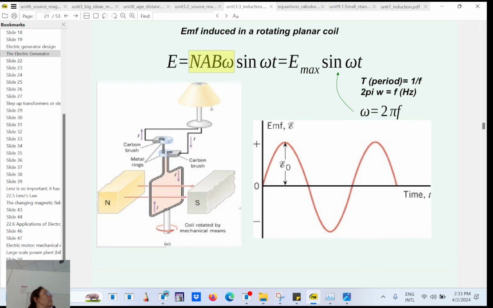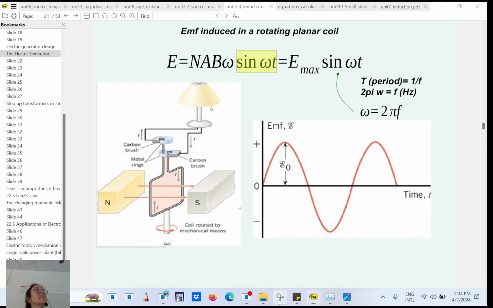So great pop quiz questions here. As you increase the speed at which it's rotating, the voltage is going to increase. If you increase B, the voltage is going to increase. If you increase the loop area, the voltage is going to increase. If you increase the number of loops, the voltage induced is going to increase. That expression is just to tell you that it's going to be a sine function. The voltage is going to be positive, 0, negative, 0, and so forth.